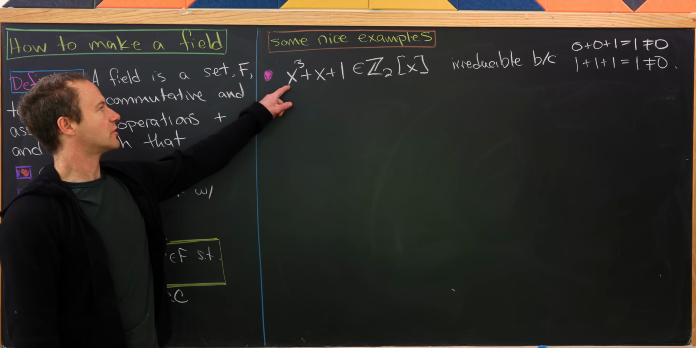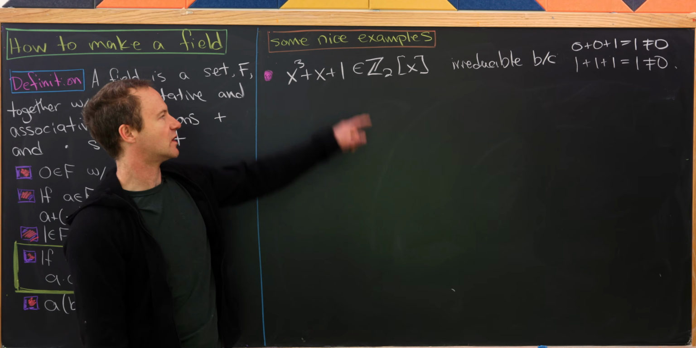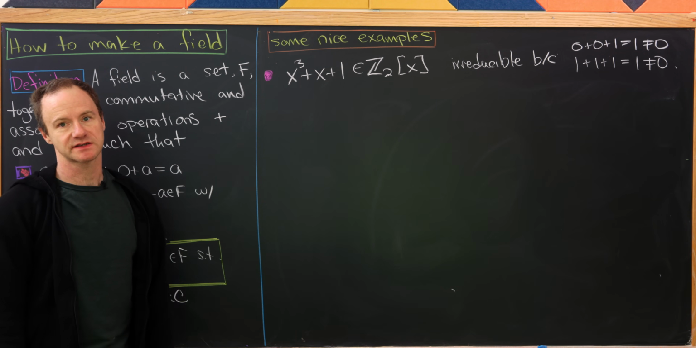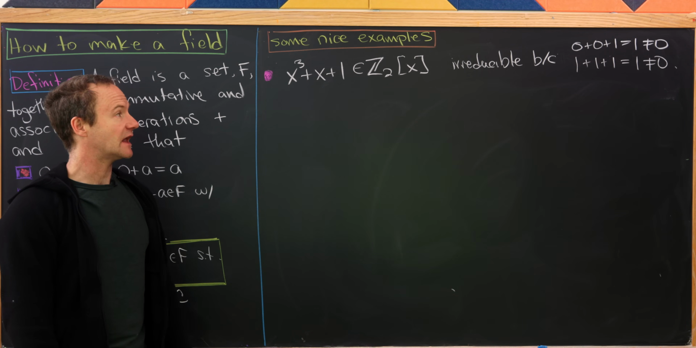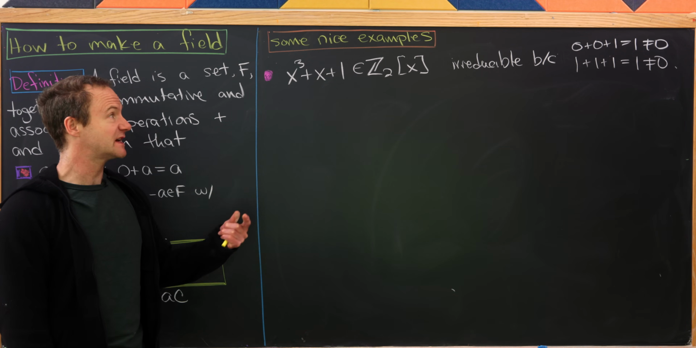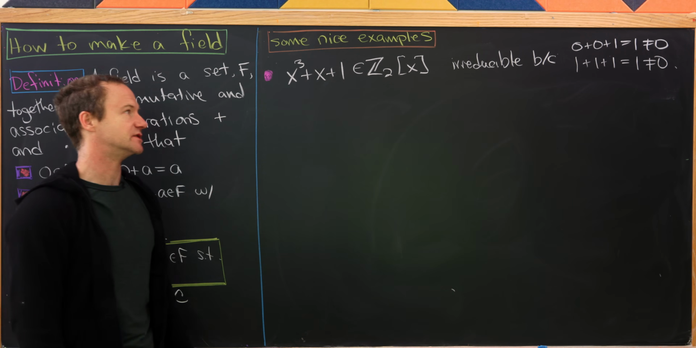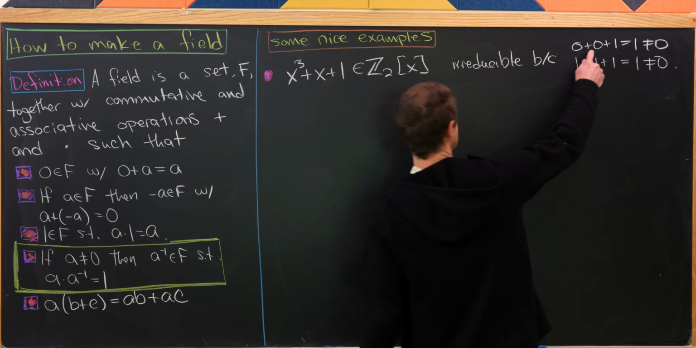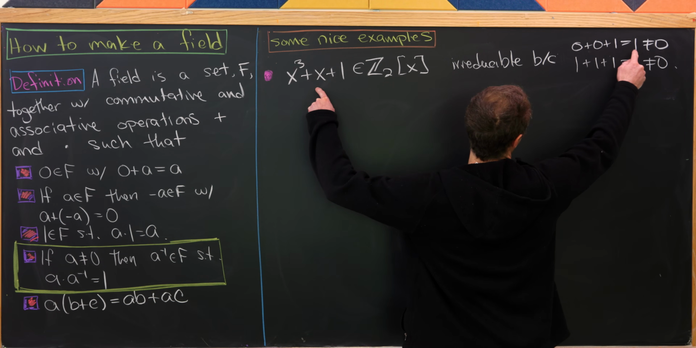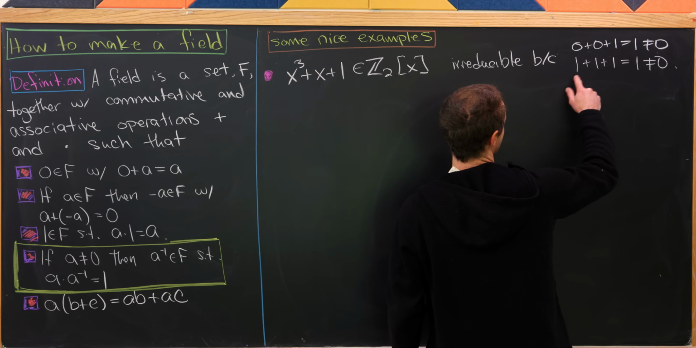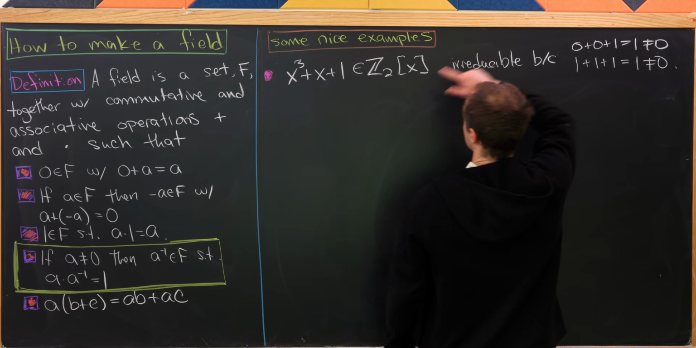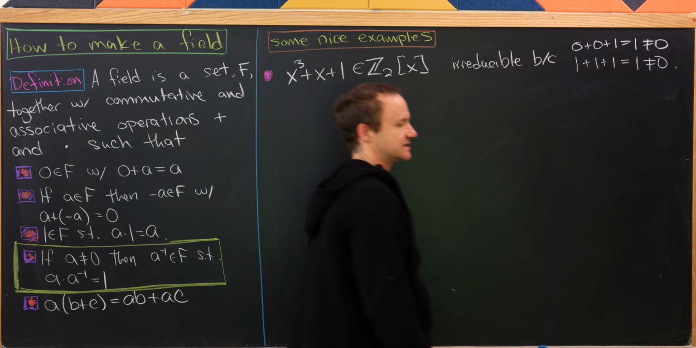So let's take the polynomial x cubed plus x plus 1 in Z2 adjoin x. So that's the finite field with 2 elements. And that's irreducible, well, because it has no zeros in Z2. If you plug in 0 into this polynomial, you'll get 1, which is non-zero. If you plug 1 into this polynomial, you get 1 plus 1 plus 1, which is 1 again inside of Z2, which is not equal to 0.